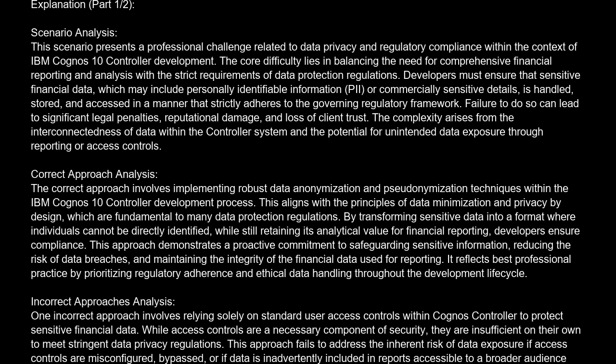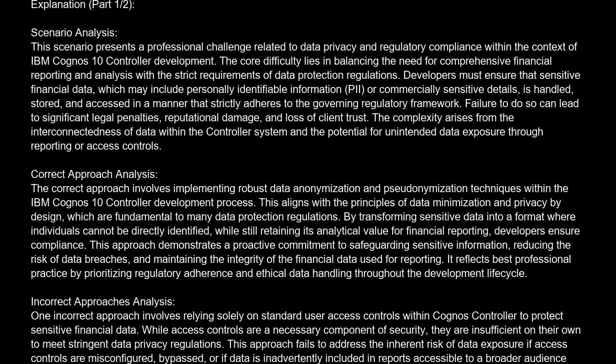Incorrect approaches analysis. One incorrect approach involves relying solely on standard user access controls within Cognos Controller to protect sensitive financial data. While access controls are a necessary component of security, they are insufficient on their own to meet stringent data privacy regulations. This approach fails to address the inherent risk of data exposure if access controls are misconfigured, bypassed, or if data is inadvertently included in reports accessible to a broader audience than intended. It represents a regulatory failure by not implementing sufficient technical and organizational measures to protect personal or sensitive data, potentially violating principles of data protection by design and default.